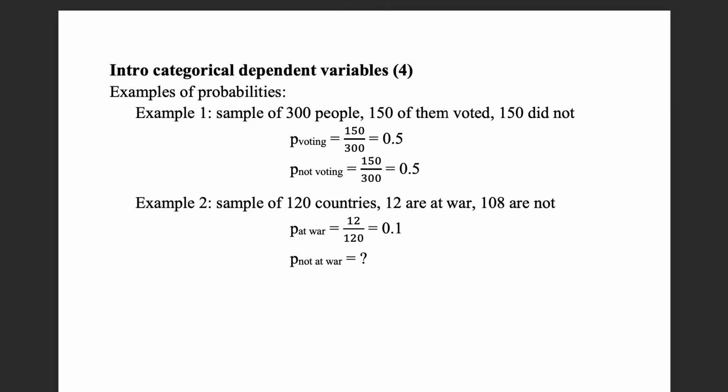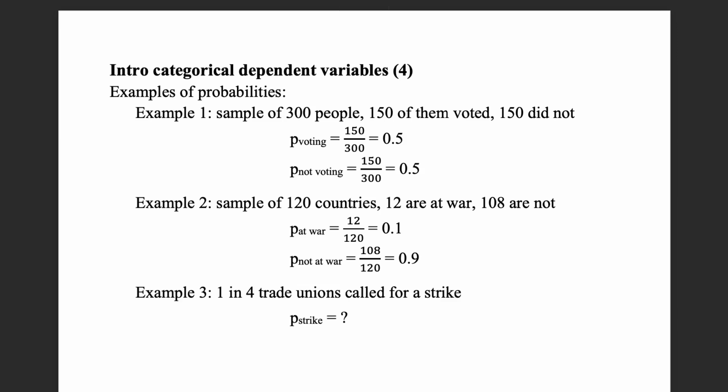Again, what is the probability of countries not being at war? What would be that probability? Well, again, fill in the formula. We have 108 countries that experience the event of not being at war. So the probability of not being at war is 108 divided by our sample size, the total number of observations, 120, which works out to 0.9.